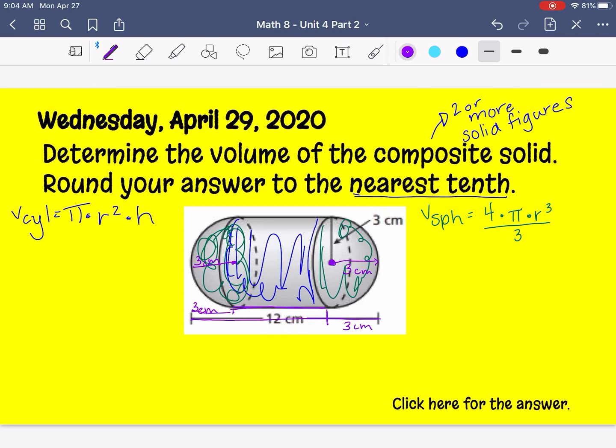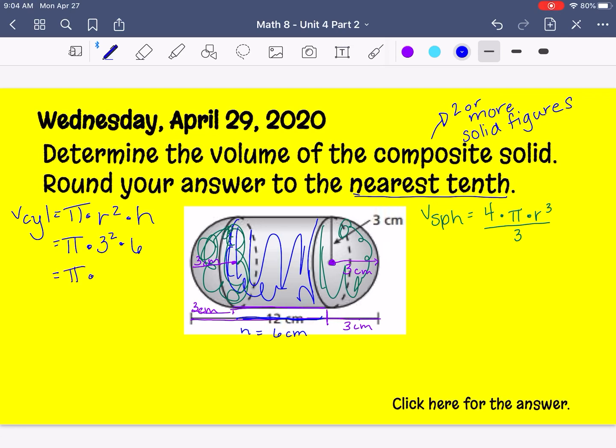So if this piece is 3 centimeters and this piece is 3 centimeters, that means that this piece, the height of our cylinder, is going to be 6 centimeters because 3 plus 3 plus 6 equals a total of 12. If that was a little confusing, I understand. Maybe stop, rewind, and play it again, or just email me if you're still really not understanding. Okay, so let's go ahead and put some information in. We're trying to find the volume of the cylinder first, or I am. My radius is the same as for the hemispheres. My radius is 3. And my height, as I just figured out, is 6.